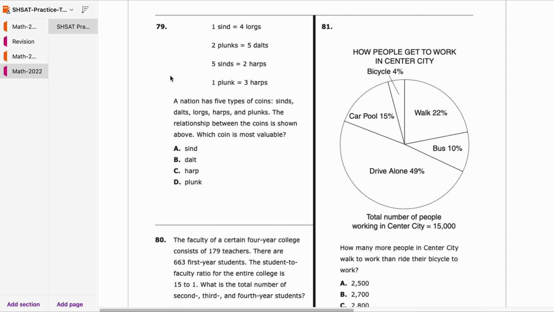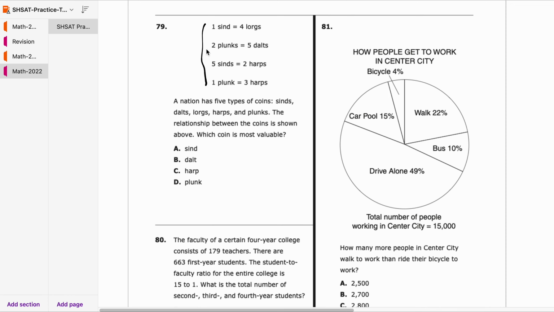Okay, 79. So we have different conversions here. A nation has 5 types of coins: sinds, dolts, lorgs, harps, and plunks. The relationship between the coins is shown above, and we want to know which coin is most valuable. Basically this is sort of a logic problem.